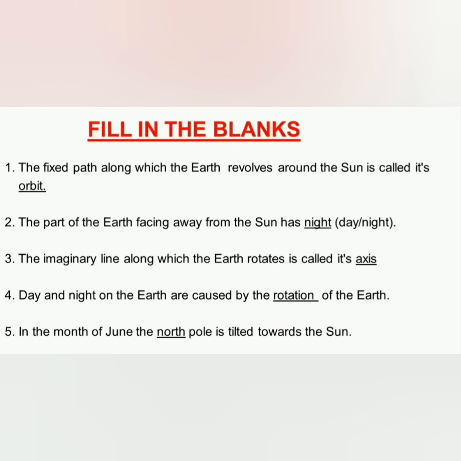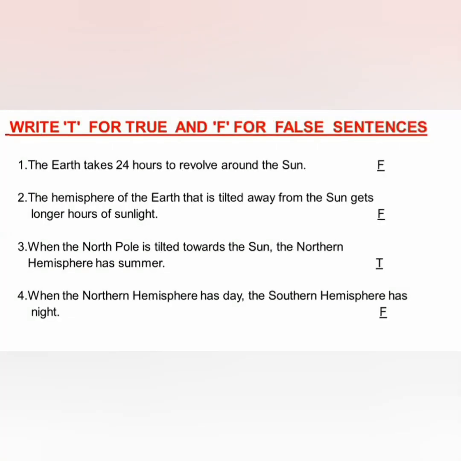Now, next exercise, write T for true and F for false statements. First, the earth takes 24 hours to revolve around the sun. It is false because earth takes 365 days to revolve around the sun.